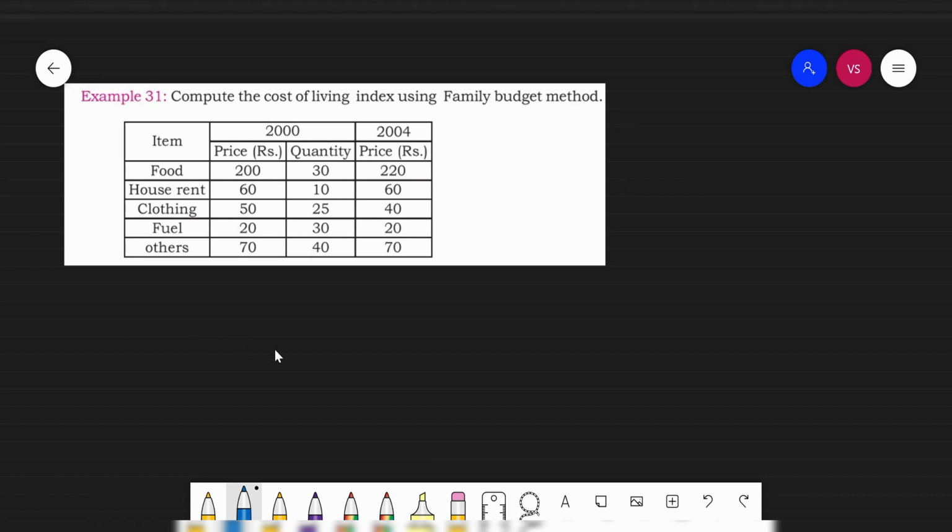In the previous class, I explained the problems on consumer price index number. I took two problems, one from the aggregative expenditure method and another from the family budget method. So right now I'm going to take another problem from the textbook and solve it for you.